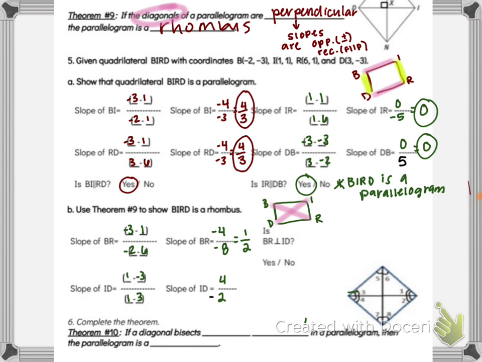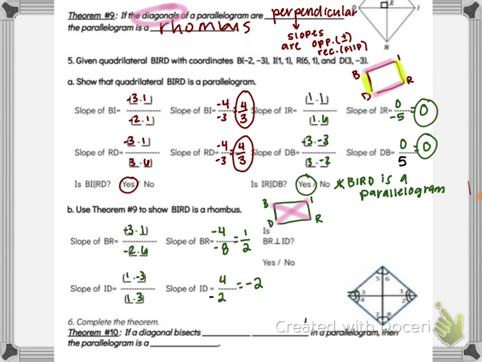So 4 divided by negative 2, that's just negative. And then we can divide those by 2. So 4 divided by 2 is 2. And then negative 2 divided by 2 is just 1. So 2 over 1, it just becomes 2.